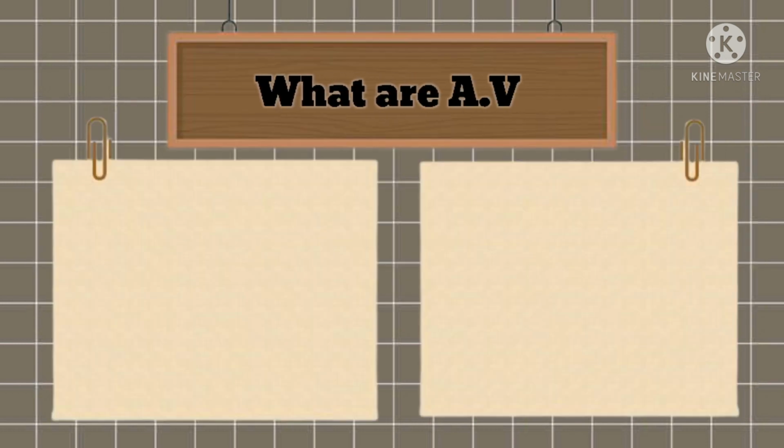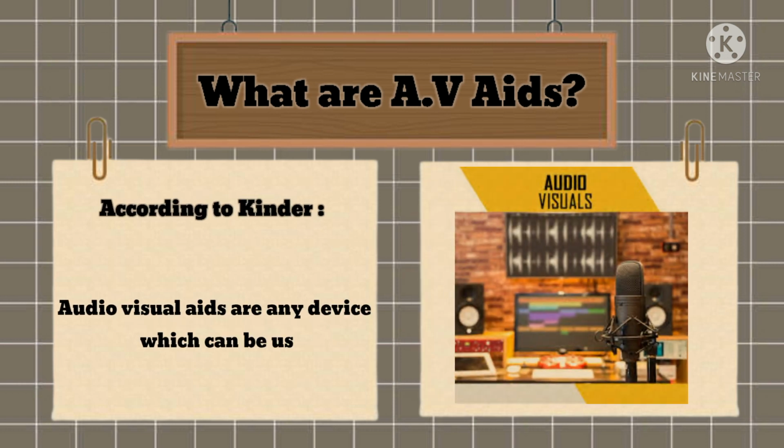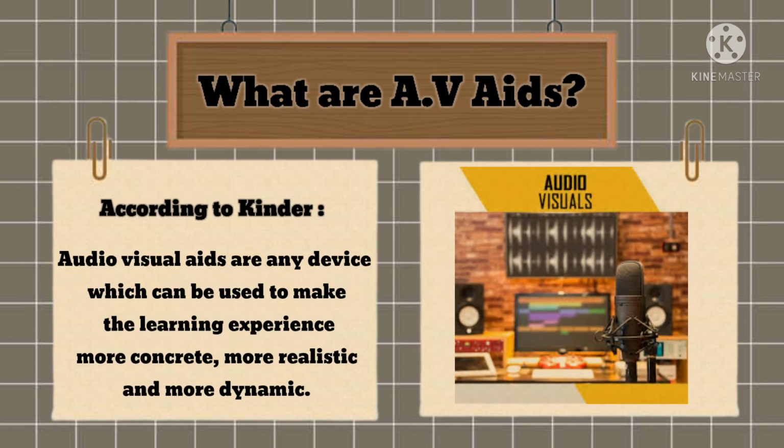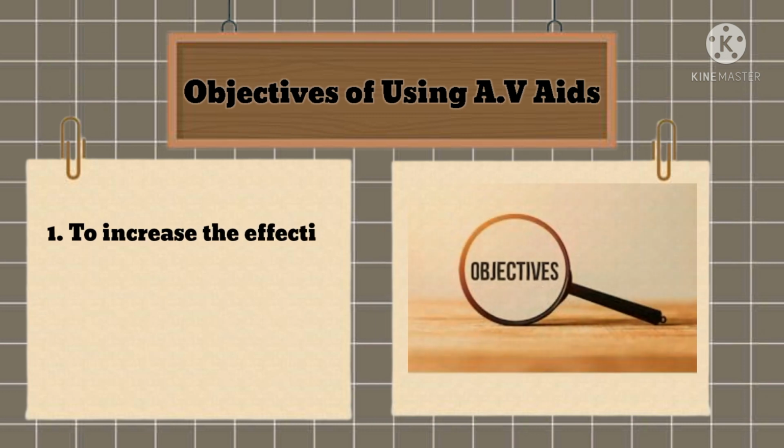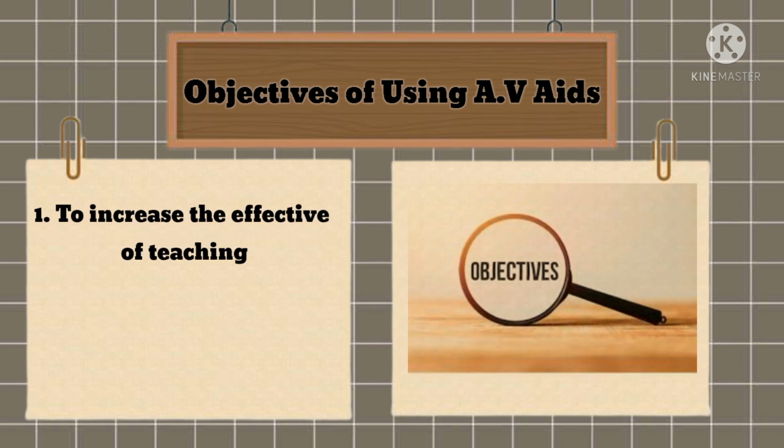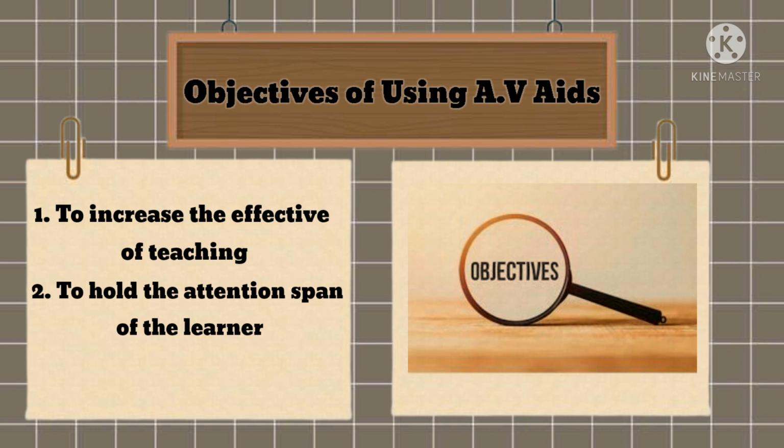Let us first define what audio-visual aids are. According to Kinder S. James, audio-visual aids are any device which can be used to make the learning experience more concrete, more realistic, and more dynamic. We have here the objectives of using the audio-visual aid. First is to increase the effectiveness of teaching. Second, to hold the attention span of the learner. And third is to save time.